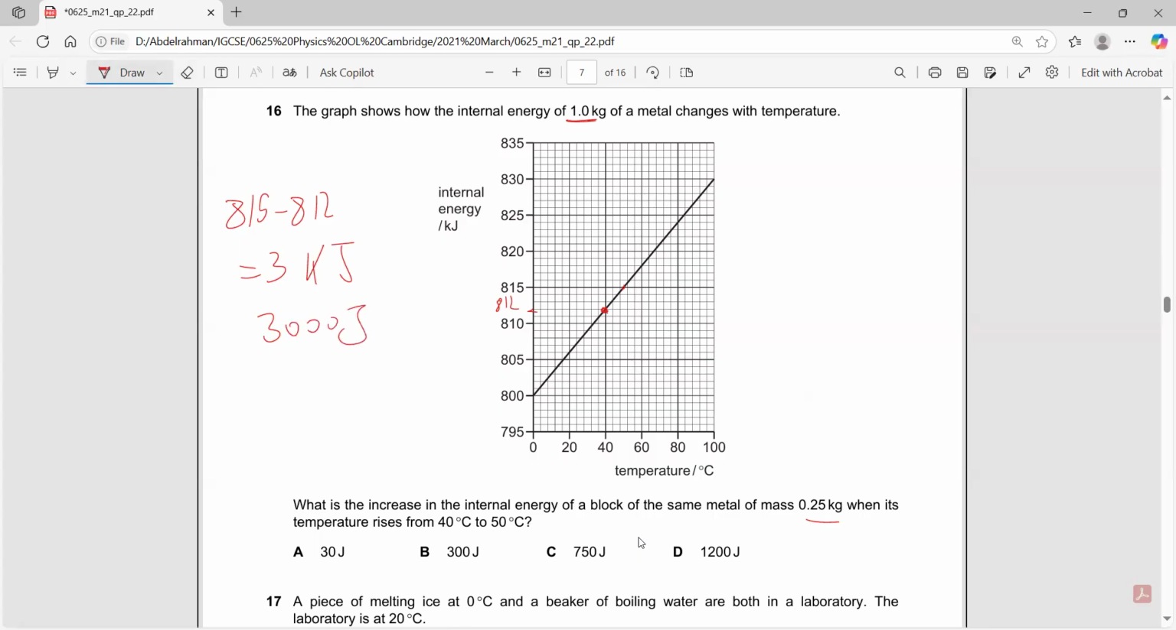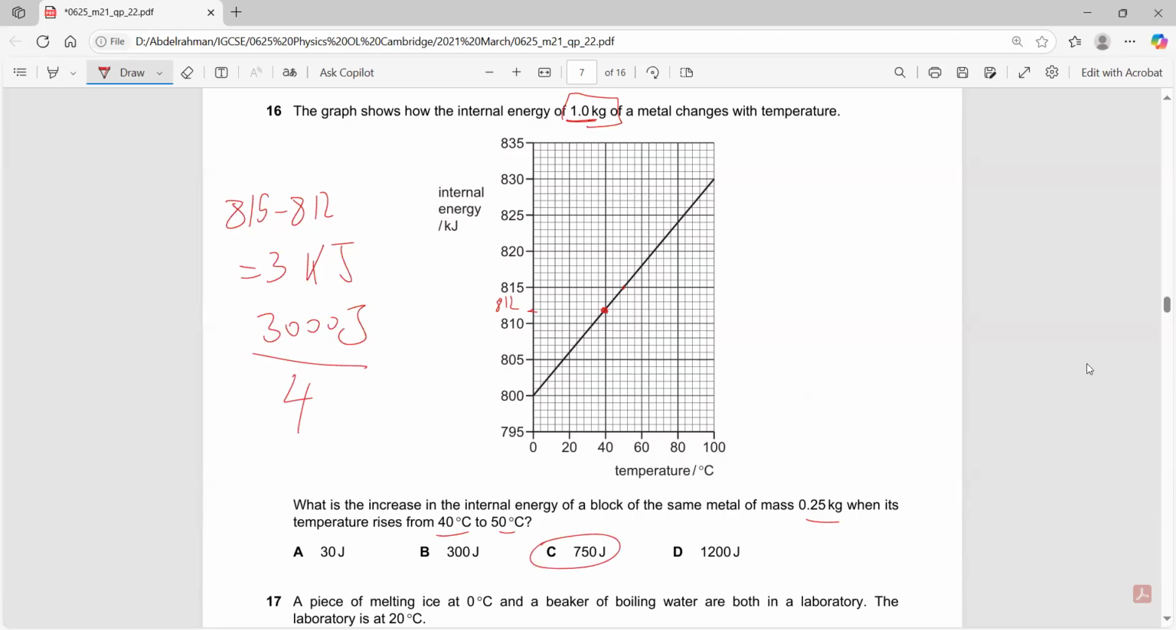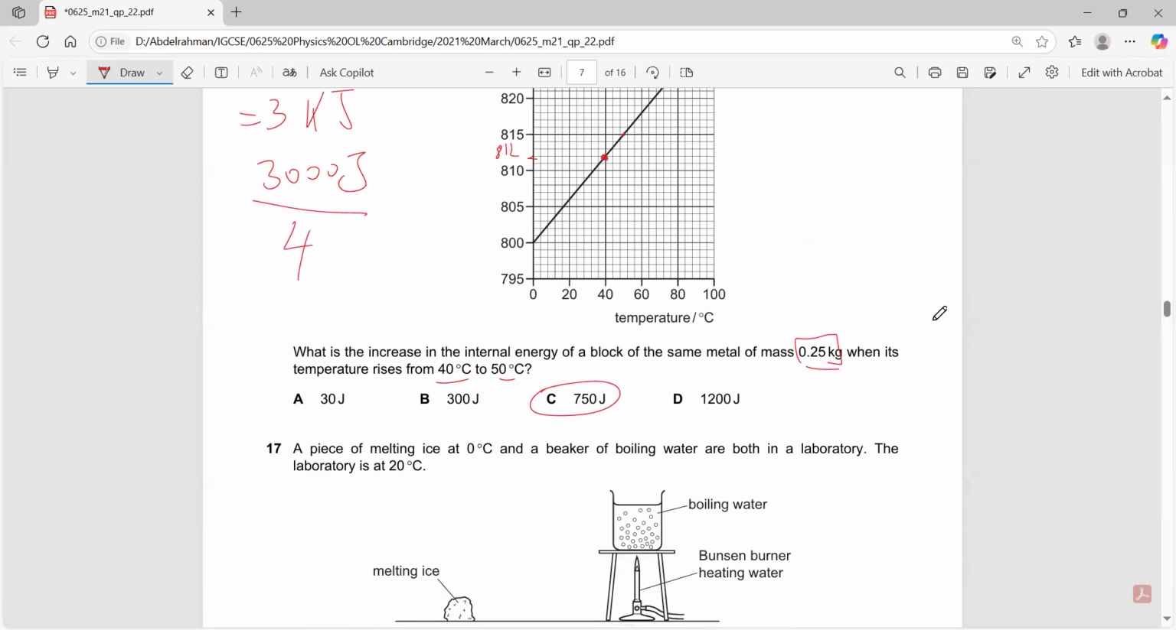This is 3,000 joules. This is the rise in energy when you increase the temperature of 1 kilogram of this metal from 40 to 50. Now, if you want to increase the same temperature from 40 to 50 not for 1 kilogram, but for 0.25 kilograms, 1/4 of the initial mass, then you will divide this amount of energy by 4, right? The total energy would be 750. Just think about it this way. For 1 kilogram, it would take 3,000 joules. So 0.25 kilograms would take 750 joules.